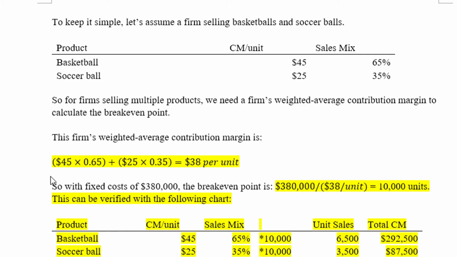Alright guys, so if your fixed costs are $380,000, the break-even point would be calculated like so, 10,000 units.